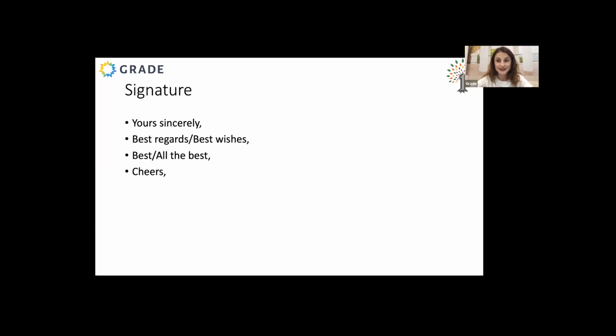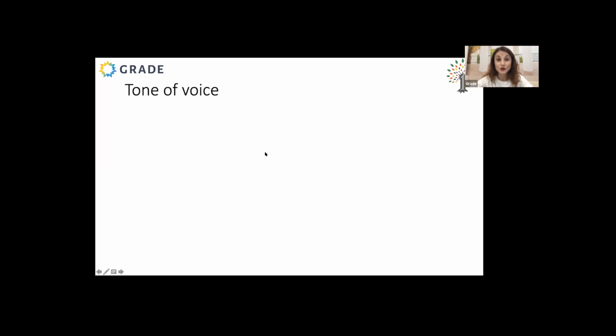Okay, let's move on. And the last thing we're looking at before we get the homework, which is to write your real email and use all the phrases: tone of voice. I asked you what is the difference between those two emails. In the first email and in the second email, we had a different tone of voice. Which of them was friendlier? The first one or the second one? Can you let me know in the chat box?